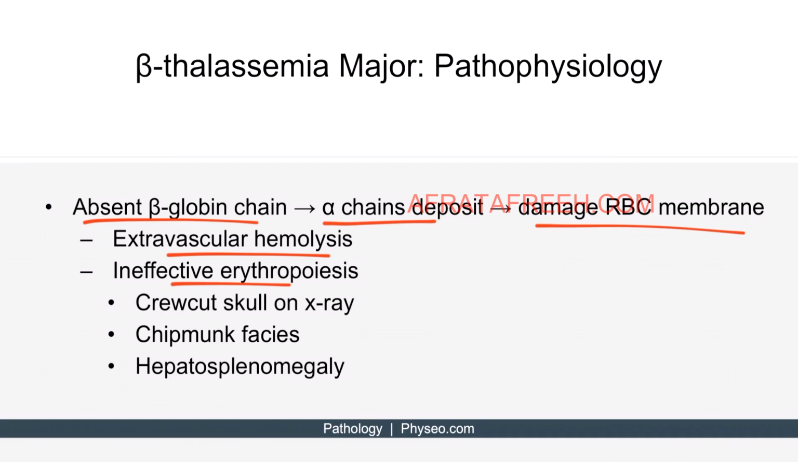An ineffective erythropoiesis causes erythropoiesis to occur in places that it normally doesn't occur, like the skull and facial bones. When it occurs in the skull, it presents with a crew-cut skull appearance on X-ray due to skull expansion. And when it occurs in the facial bones, it presents as chipmunk facies. And finally, when it occurs in the liver and spleen, it results in hepatosplenomegaly.